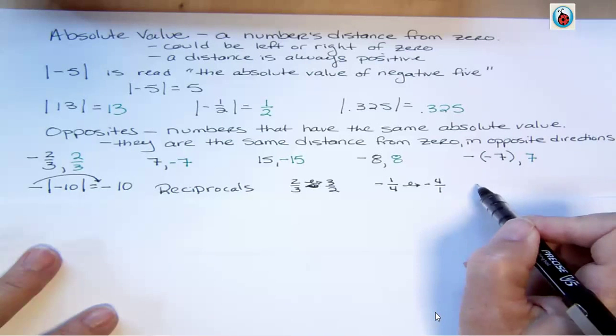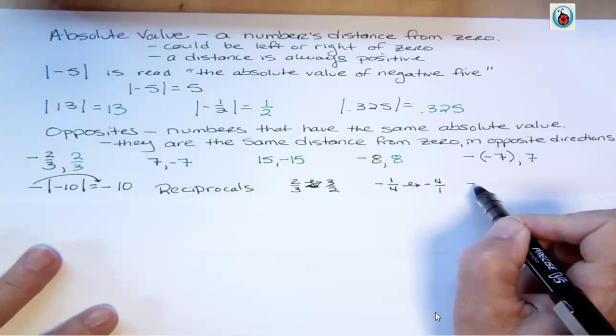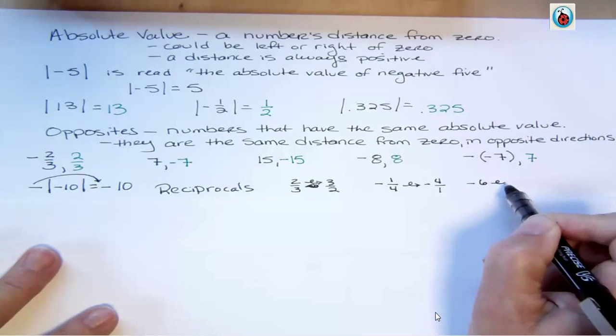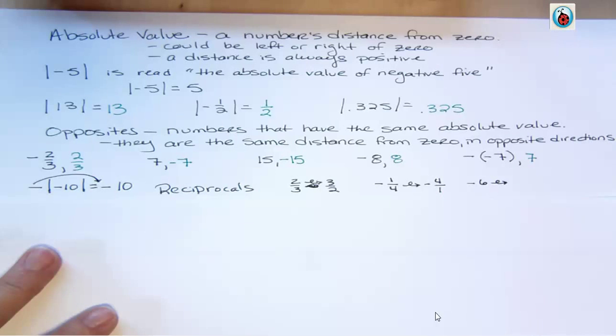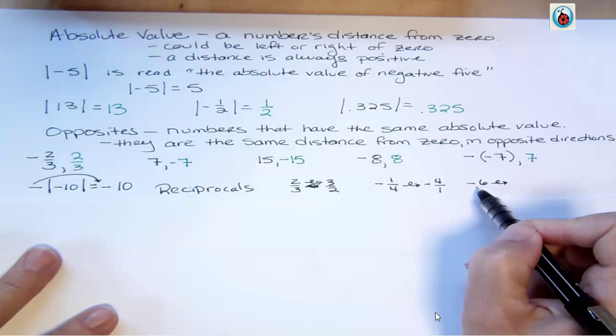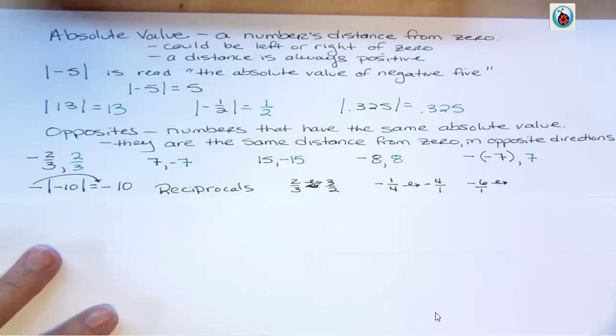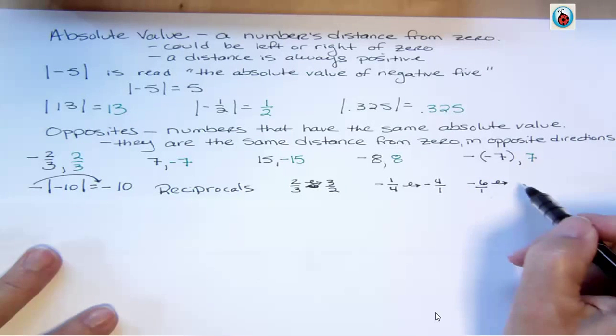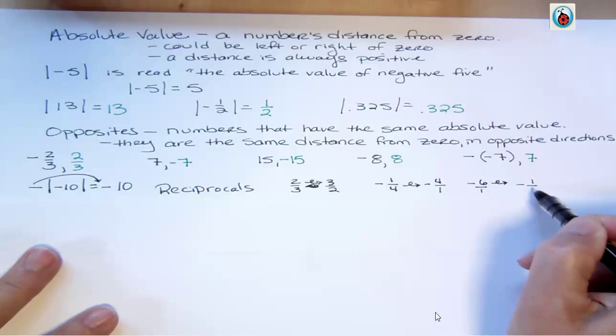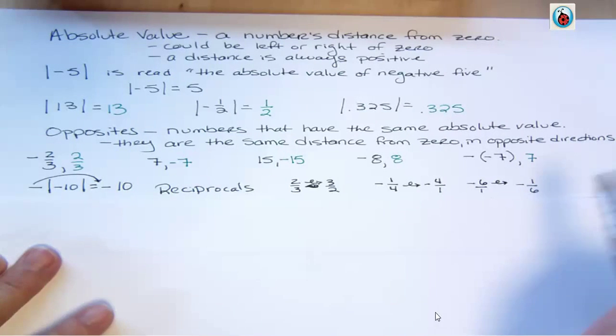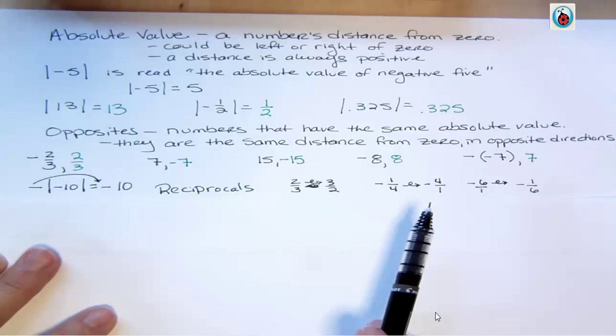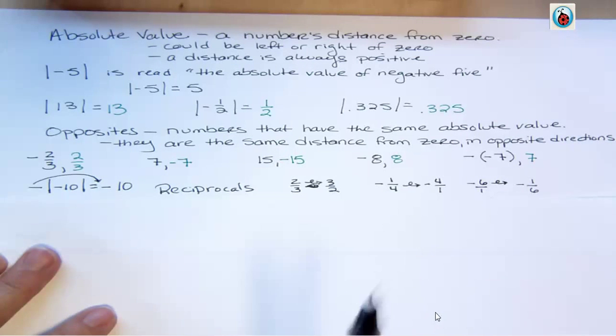So if you had something like -6 and you want to find the reciprocal of -6, you're going to flip that. You want to think about that as being over 1. We can always make something a fraction by putting 1 under it. And now when I flip that, I get -1/6. So remember that when you find a reciprocal of a number, you don't change the sign, you just flip it.